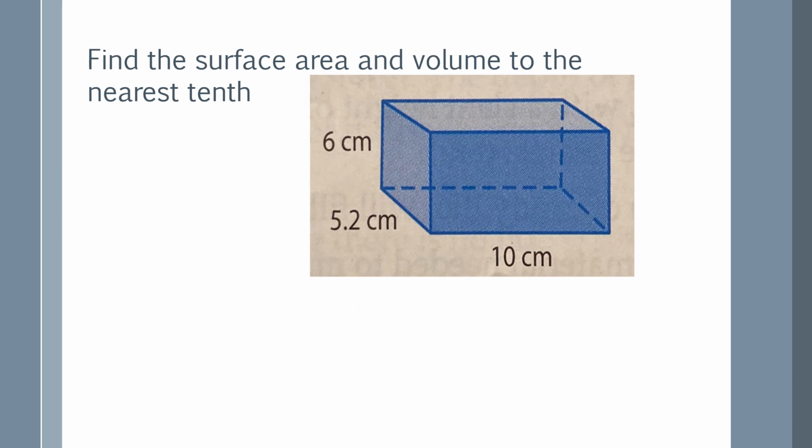Okay, find the surface area and volume to the nearest tenth of this prism. So go ahead and do that now. Okay, so now the surface area, the formula for surface area of a prism is the perimeter times the height plus 2 times the bases. Okay, so this would be a base here, and this is the other base here.